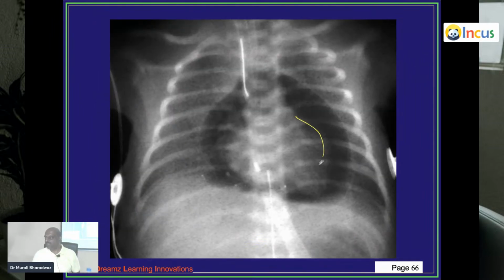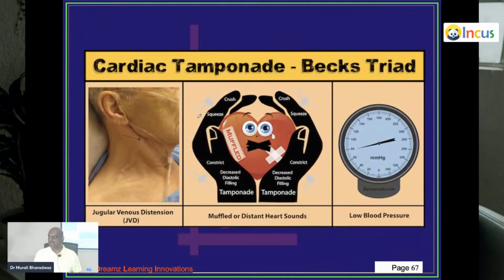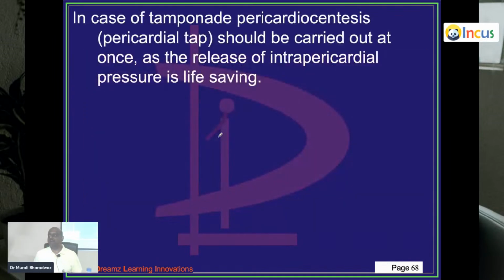So this is like Lawrence of Arabia's leather bottle configuration, which they carry while going into the desert, in an A shape. And see, this is the heart. This is what? Fluid. So this is the elevated JVP, muffled heart sounds, low blood pressure, Beck's triad.